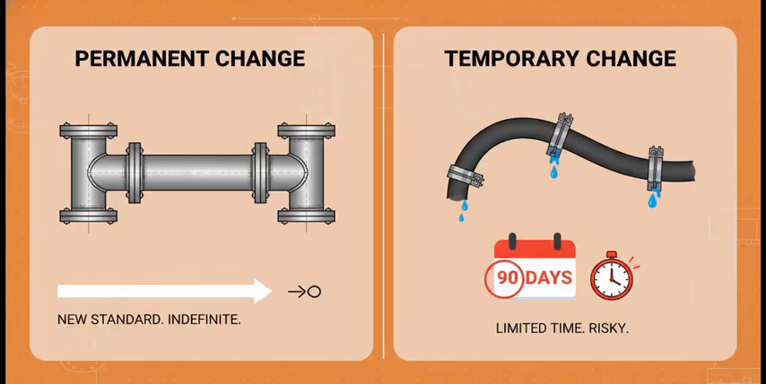Okay, this right here is a really, really important distinction to make. A permanent change is just that. It becomes the new normal. But a temporary change, that can be one of the riskiest things you ever do in a plant. It has to have a strict time limit, say 90 days, and you absolutely need a clear exit strategy. You either go back to the way things were or you make it permanent through a full MOC review. Because temporary can never ever be allowed to mean, well, just forget about it.